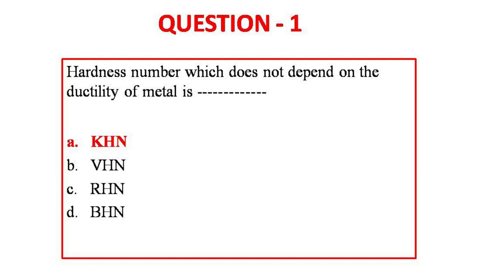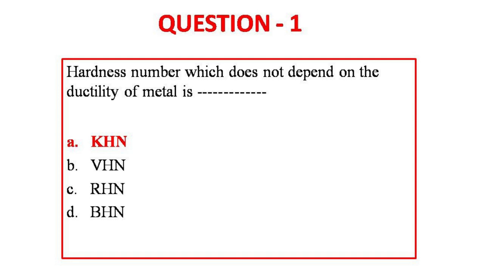So what are these tests? KHN is the Knoop hardness test. VHN is the Vickers hardness test. BHN is the Brinell hardness test, and RHN is the Rockwell hardness test. So the answer to this question is Knoop hardness test.